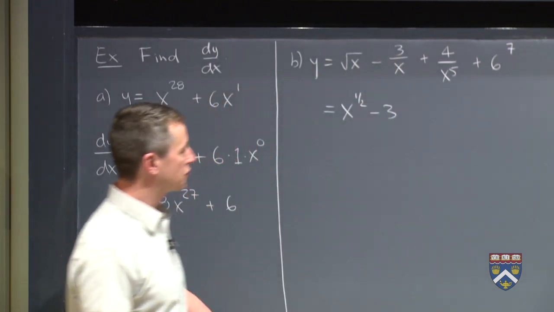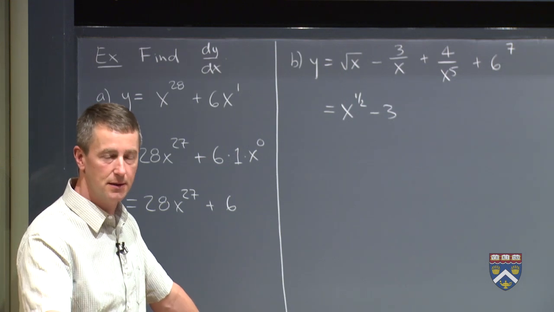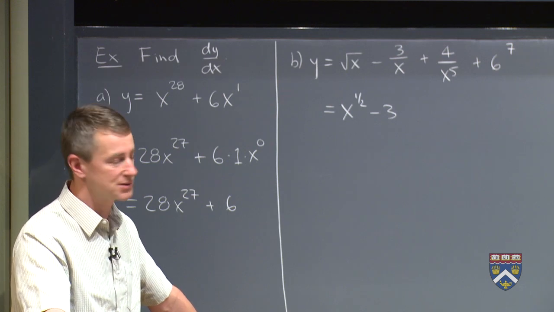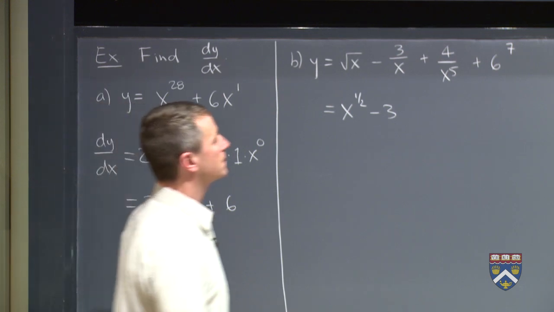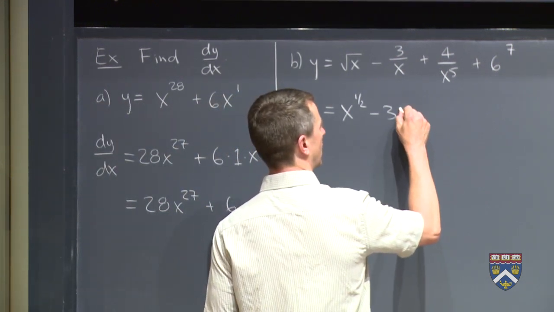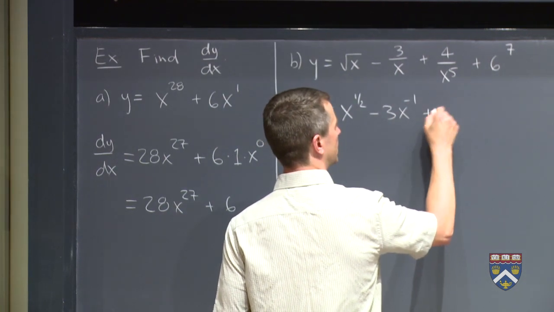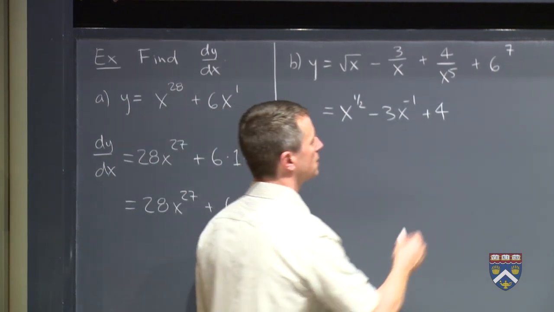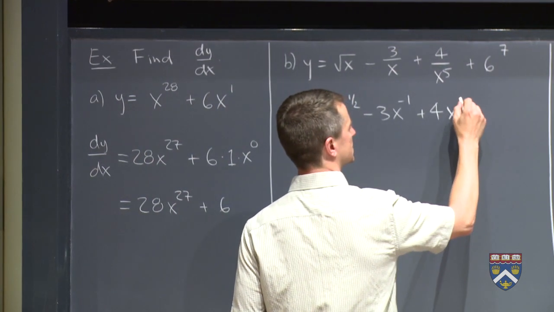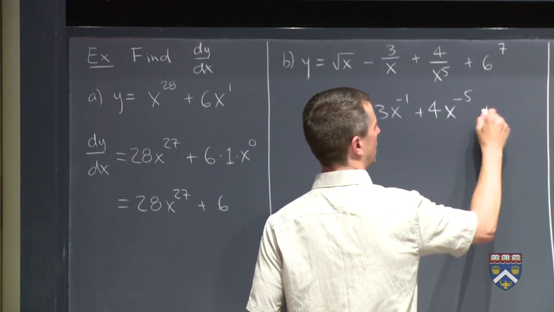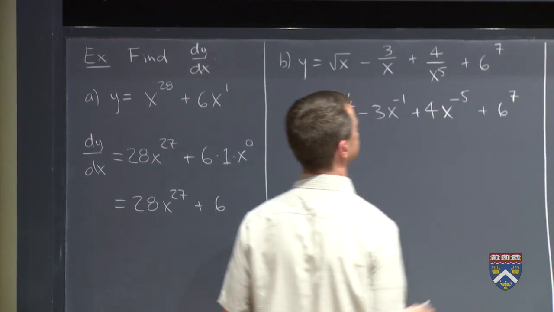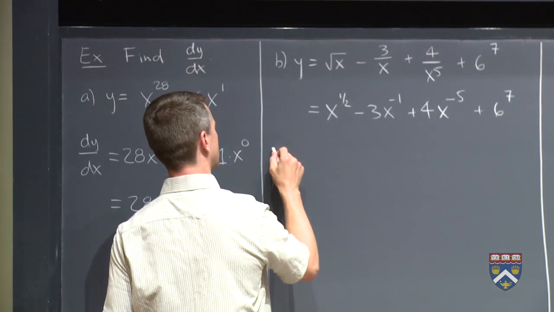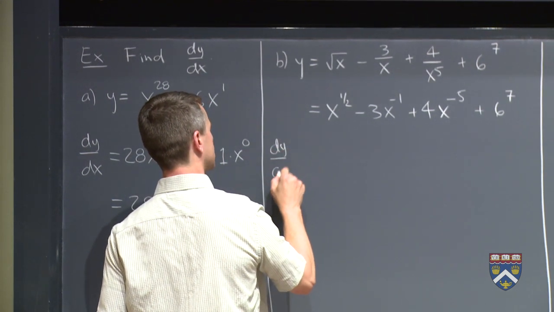And then this is minus 3 times 1 over x. But from another exponent rule from that first night, 1 over x is the same as x to what power? If you said x to the -1, you are correct. And then this is 4 times x to what power from the first night? X to the -5. And then 6 to the 7th. So now we've got things the way we like them. Now we can apply our 4 rules.